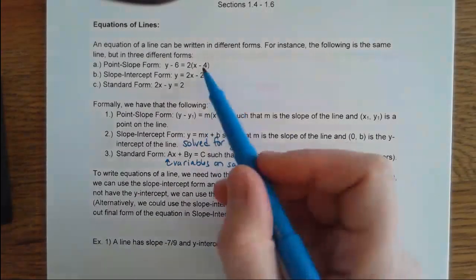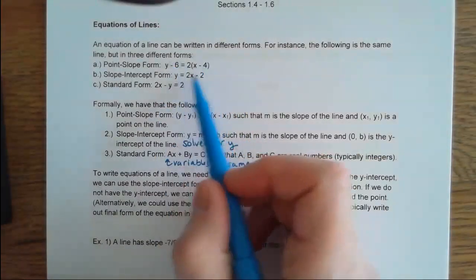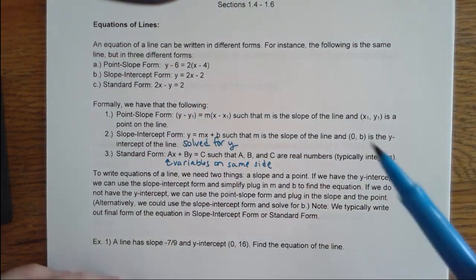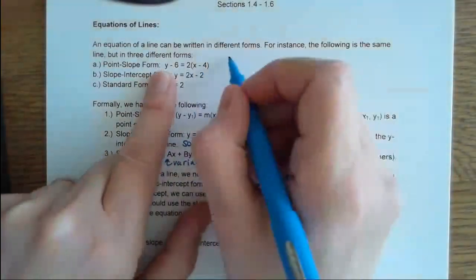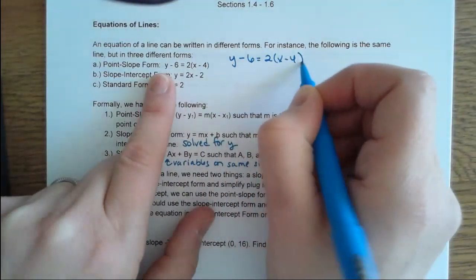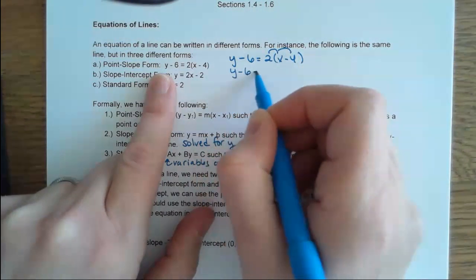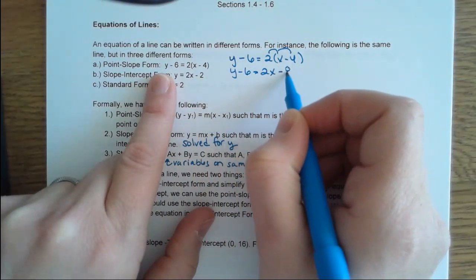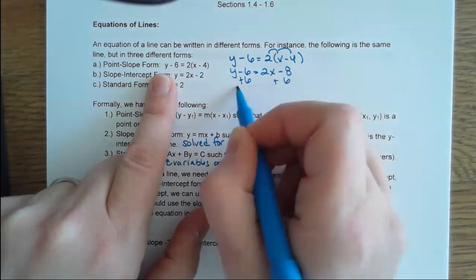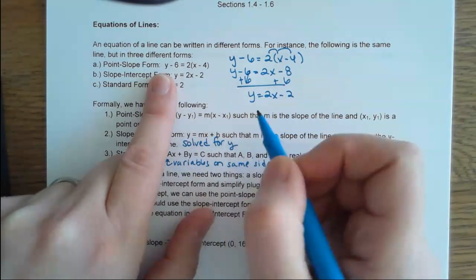And the big thing is that they're all interchangeable. So in the example I have up here, these are actually all the same line, and you can go from one form to the other. So for instance, if I start with the point slope form here, I could distribute that to, I get 2x minus 8, and then I could add the 6 to the other side, and you'll see that we're now in the second form.